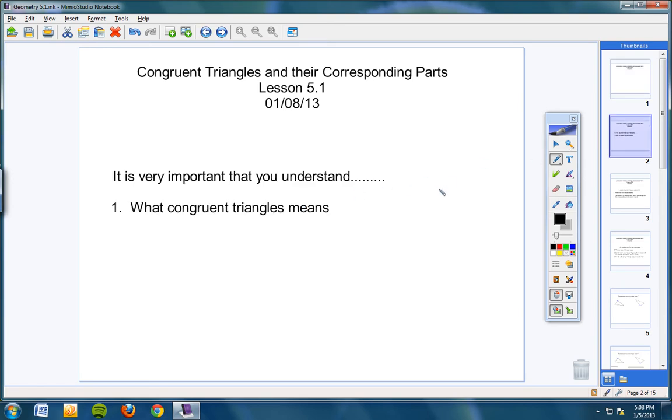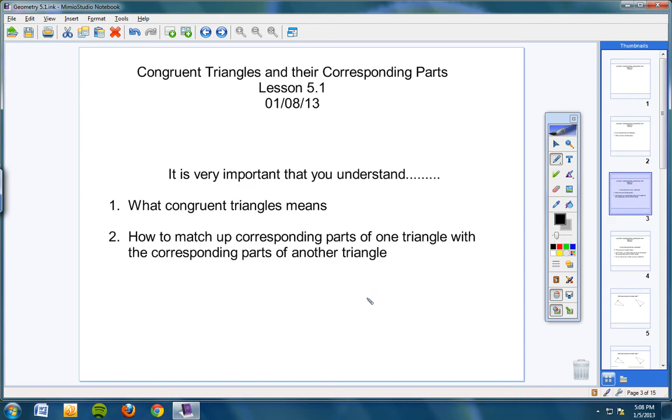Now, write this down, please. It's very important that you understand three things. There are three things we're going to look at today, and it's extremely important that you understand how to do these three things. So if I go too fast in the video, just have the supervising teacher pause it while you write things down. Number one, you must know what congruent triangles means. When I say triangles are congruent, you must know what that means.